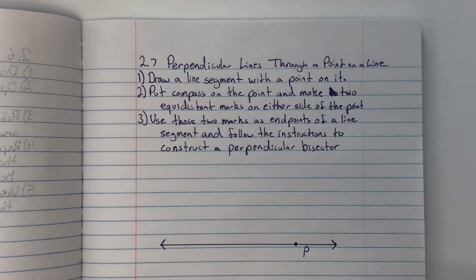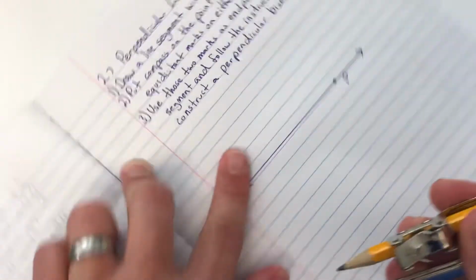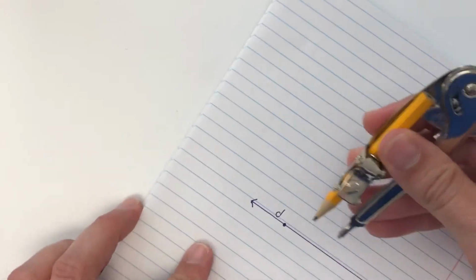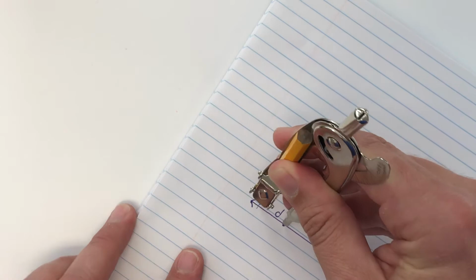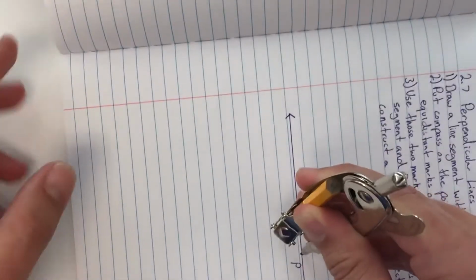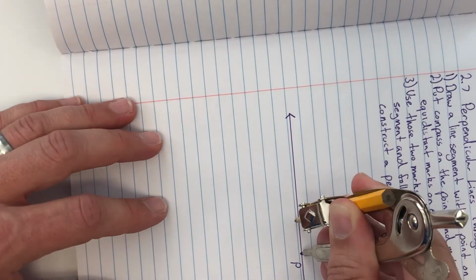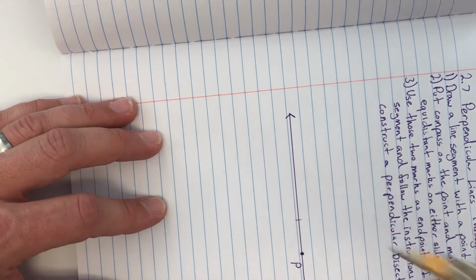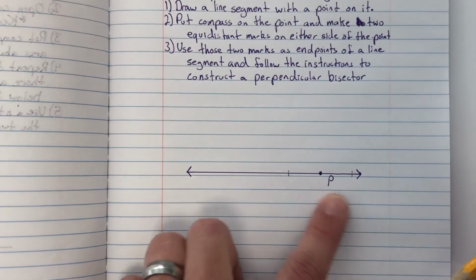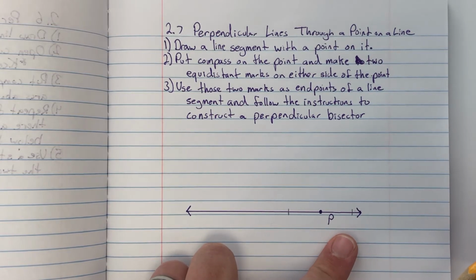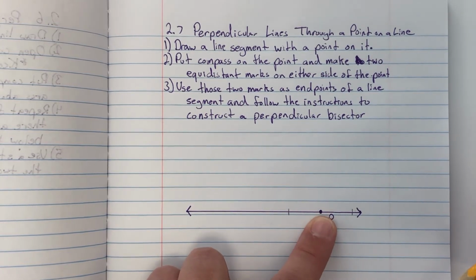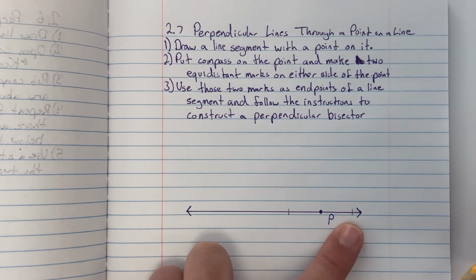So what I'm going to do is hold my line. I'm going to move my book so I can do this the way I want to, which is to make a mark here, holding the compass at the same setting and moving it as much as I can, just like so. So those two are now the same distance. So this is number 2. Put the compass point on the point, and make 2 equidistant marks on either side of the point.